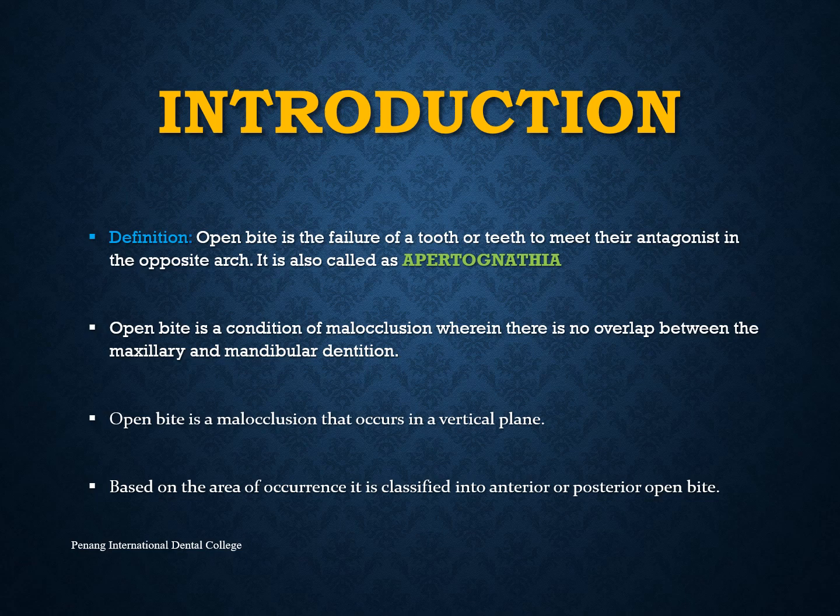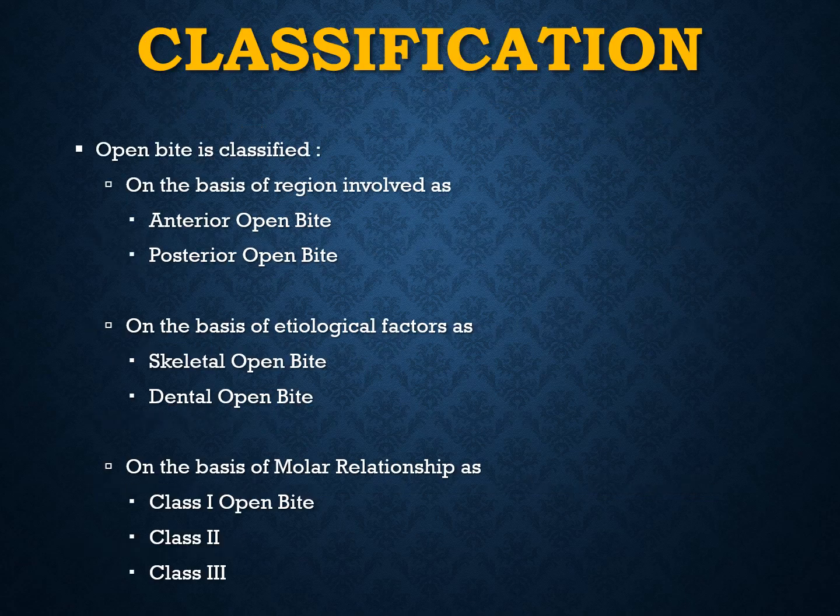Open bite is a condition of malocclusion wherein there is no overlap between your maxillary and mandibular dentition. It occurs in the vertical plane, so it is a vertical plane malocclusion, which is also your MCQ question. Based on the area of occurrence, it is classified into anterior and posterior. In a detailed classification, you can classify it on the basis of region, anterior and posterior, on the basis of etiological factors, skeletal or dental open bite, and on the basis of molar relation, class 1, class 2, and class 3.